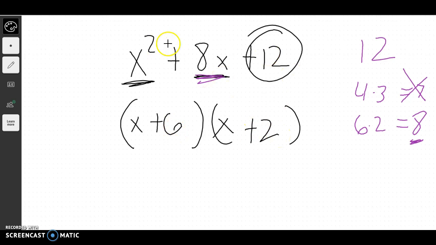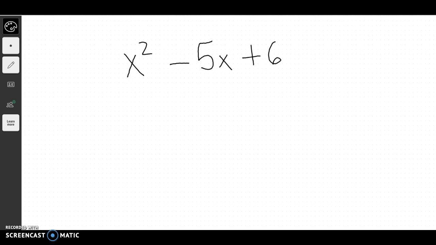Now, if you've noticed, every one we've done so far has been all positives. So let's see what happens when we put a couple negatives in here. Okay, so let's try this one. We have x squared minus 5x plus 6.